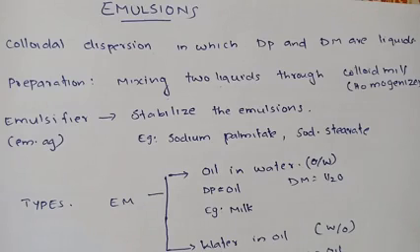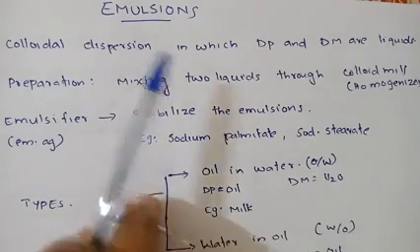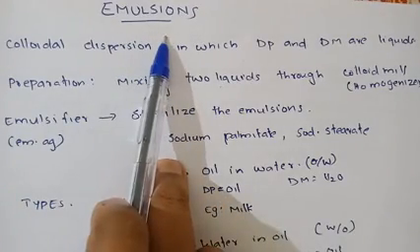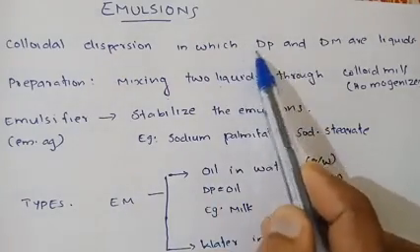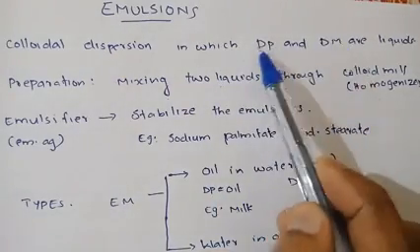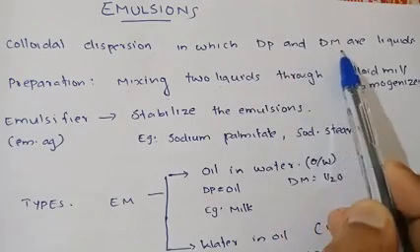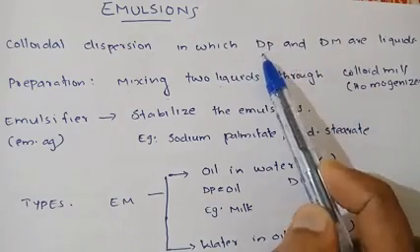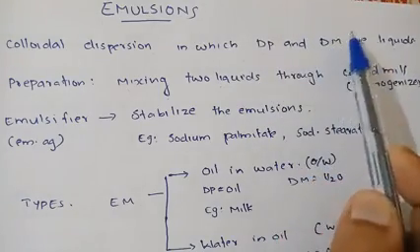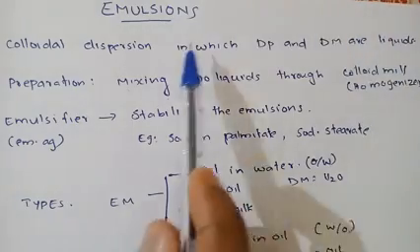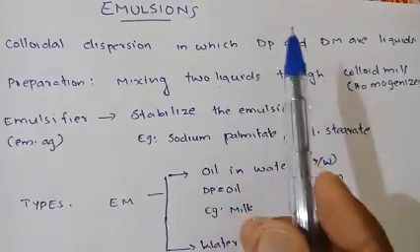Hello, good morning students. We are moving to the last section of surface chemistry, that is emulsions. So what do you mean by emulsion? We know what is dP, the dispersed phase, and dm, the dispersion medium. If both dP and dm are liquids, that means dP is a liquid and dm is also a liquid, such types of colloids are termed as emulsions.